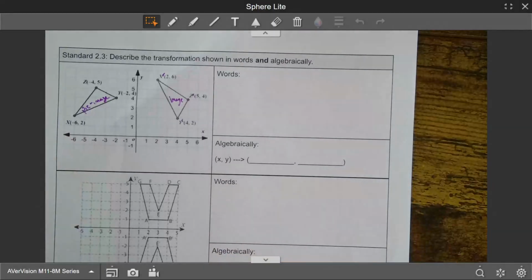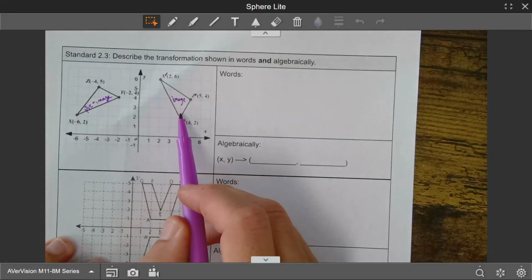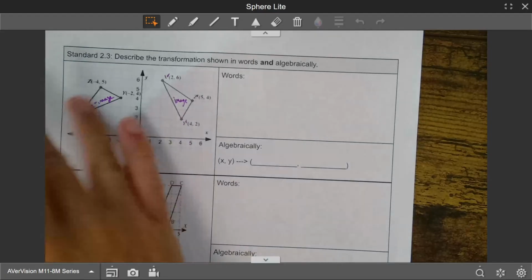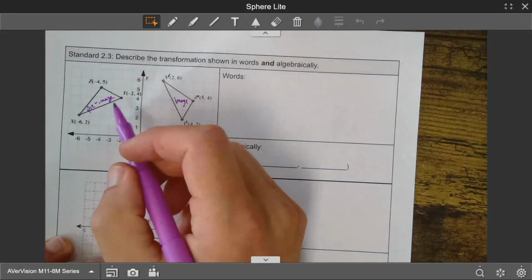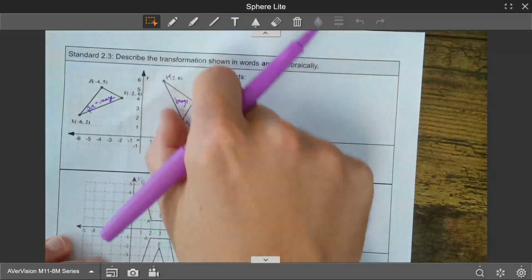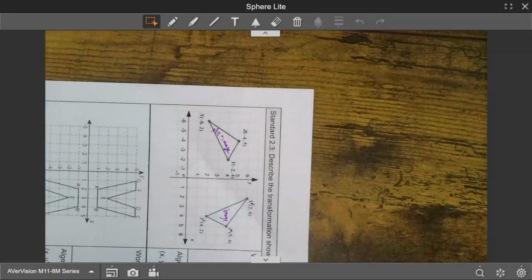So first step, did it slide? Did it translate? No, because the orientation changed, the direction changed. So it can't be a translation. Did it flip? Is there reflection symmetry? No. So therefore, is it a rotation? Did this spin around? Yeah, it spun. If you turn your paper, you can see the same shape.